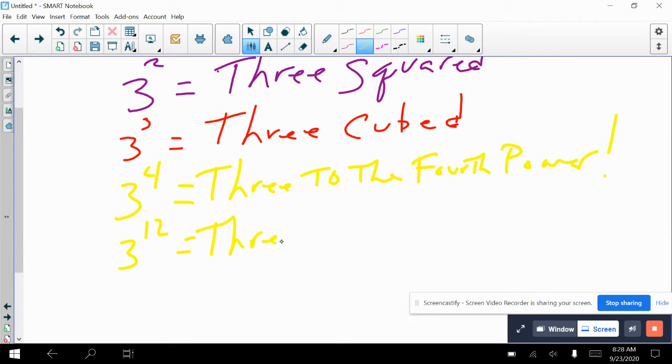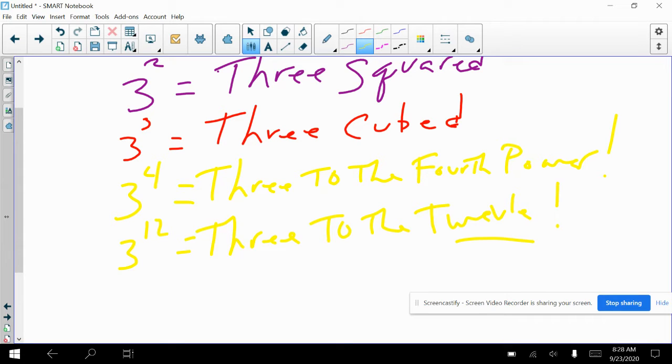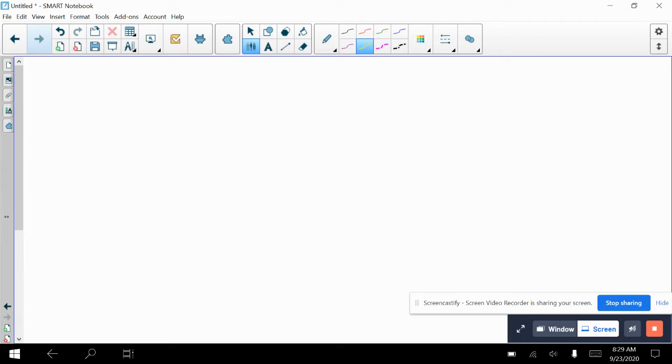Okay, this would be 3 to the 12th power. Okay, everybody good with that? Now, you can say what Kahan said. You can say 3 to the 2nd power or 3 to the 3rd power. That's acceptable too. But you will find out that most people use the word squared and cubed. It's just a shortcut for the 2 and the 3. Everybody good so far? Okay. All right.